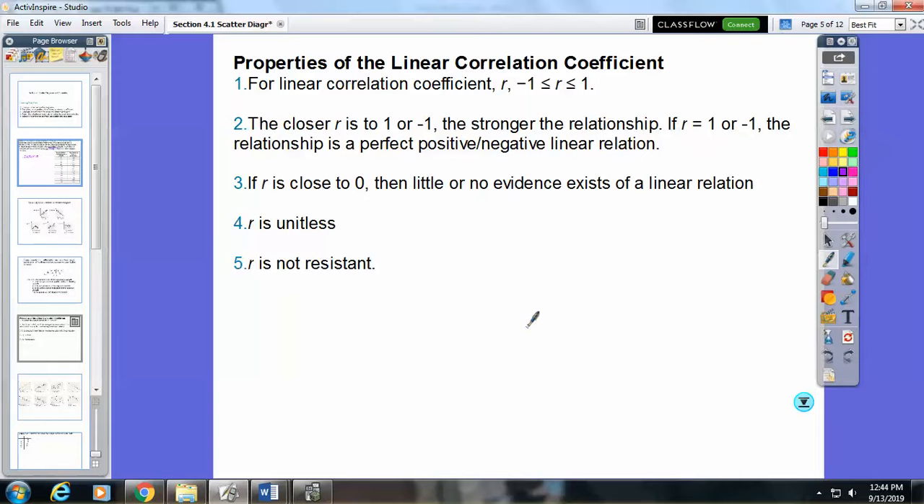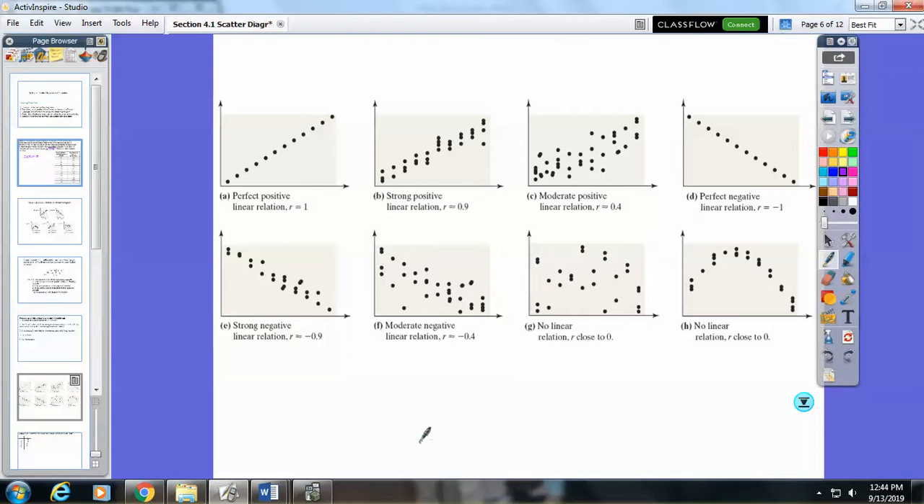It is not resistant. Remember, resistant is like the median. If you add in another point, it doesn't change much. R is not resistant. If I throw in a weird point, it is going to drastically change my R value. And R is the correlation coefficient. So we're going to talk in a minute. It's that lovely formula. I put some pictures on here.